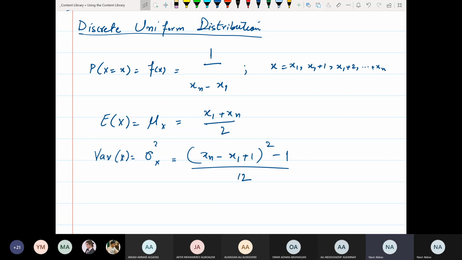Now, by the look of the variable, you should be very clear what type of variable has a discrete uniform distribution. A variable that has, like, 10, 12, 13, 15 values, and all of them have the same probability, 1 over xn minus x1.